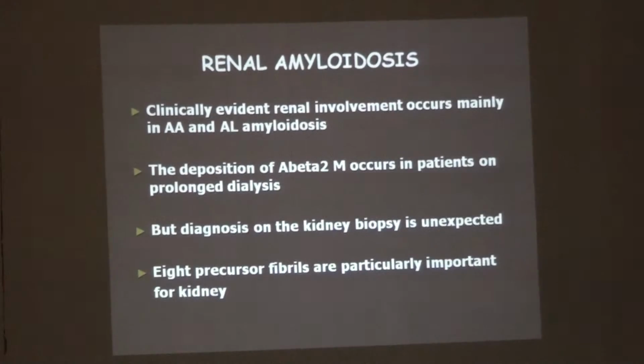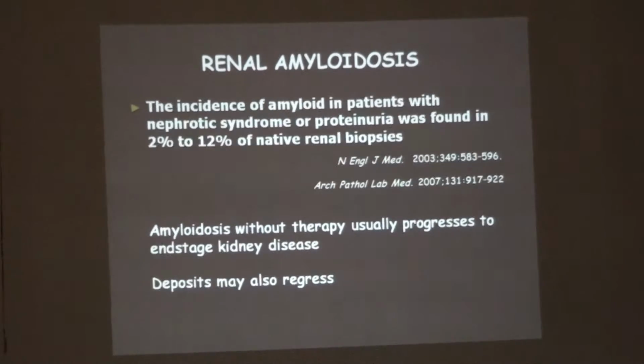Our case was the AL variety, that is amyloid light chain. The deposition of A beta 2 microglobulin occurs in patients on prolonged dialysis, in case of end-stage renal disease. But diagnosis by kidney biopsy is important, because the fibrils are particularly important for the kidney. So this is the NEJM, 2003. The incidence of amyloid in patients with nephrotic syndrome or proteinuria was found in 2% to 12% of native renal biopsies. Amyloidosis without therapy usually progresses to end-stage kidney disease, and the deposits may also regress.